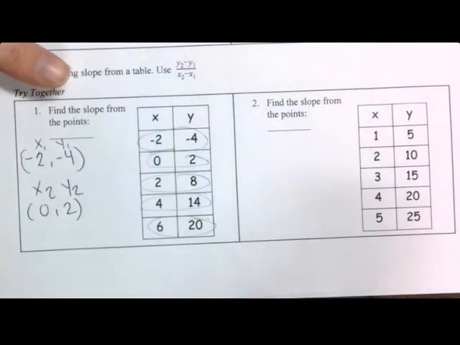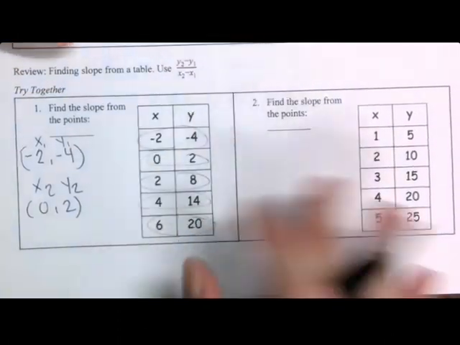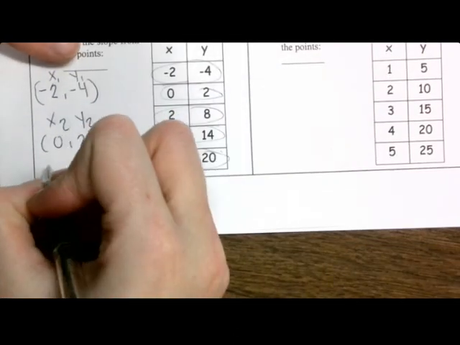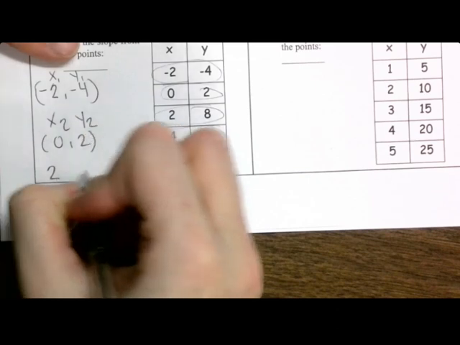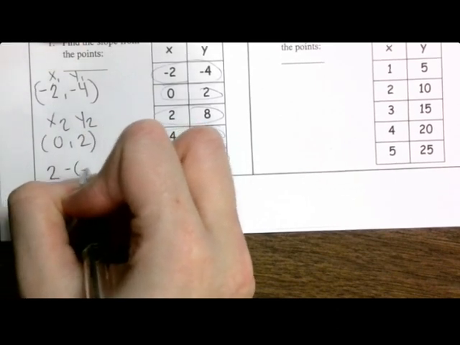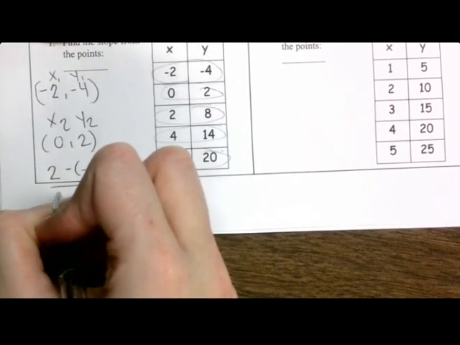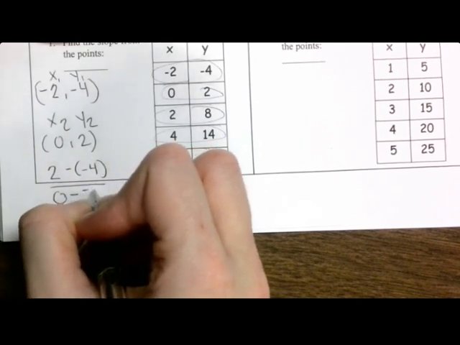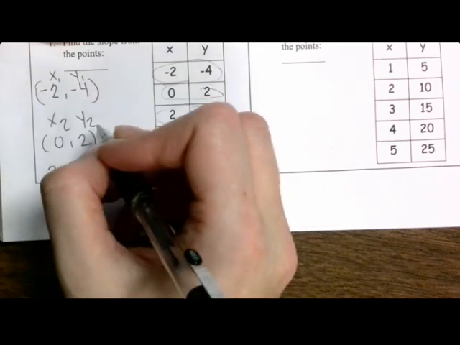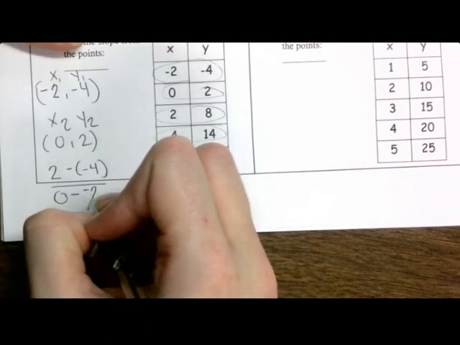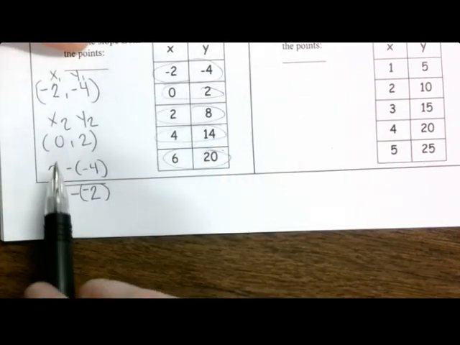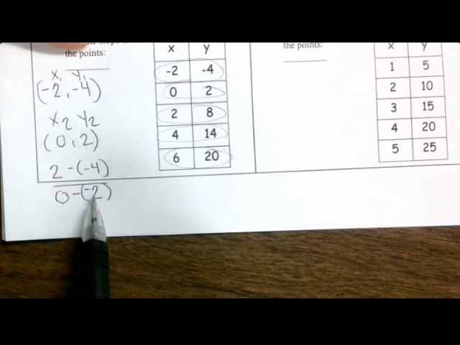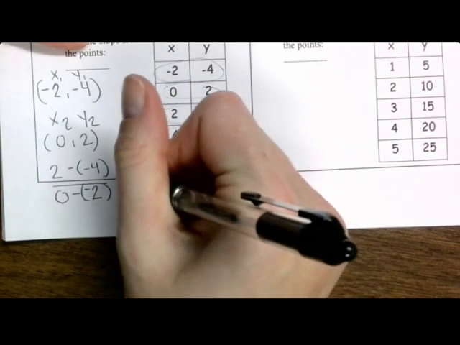All right? Then I'm going to use my formula from up here. So I'm going to say y2, which is 2, minus y1, which is -4, over x2, which is 0, minus x1, which is -2. Okay? y2 minus y1 over x2 minus x1. And then we are going to just use our calculator.